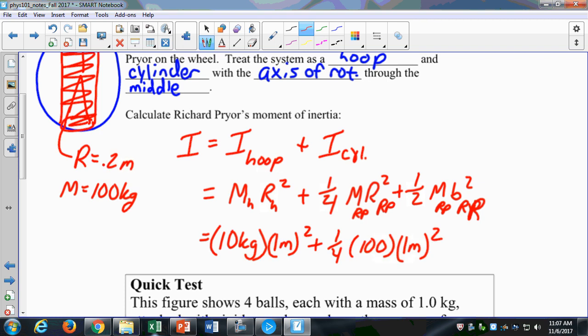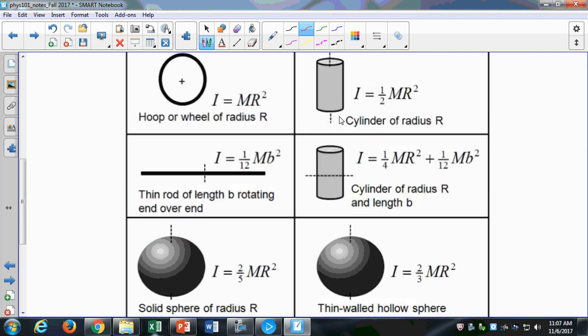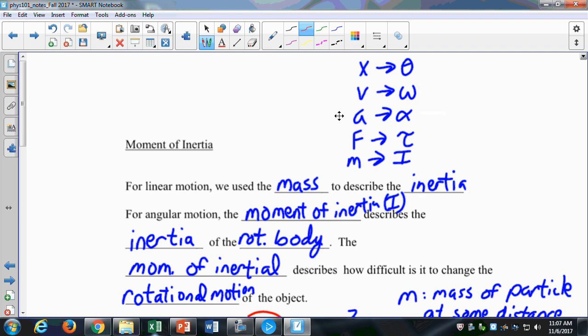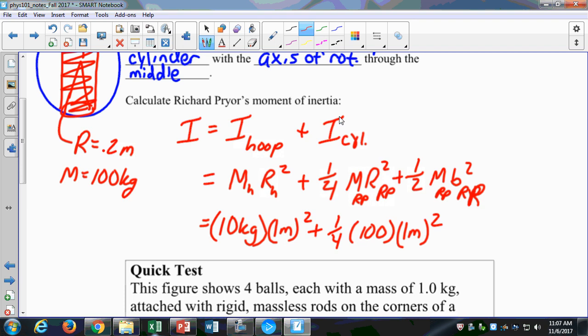I'm going to go back to that figure, okay? We have to be careful with what we're doing here. I'm sorry, that was the radius of the cylinder. I'm not being careful. The radius, we said, was 0.2 meters, squared, plus 1/12 the mass, which is 100 kilograms, times the length of the cylinder, which is going to be 2 meters squared.